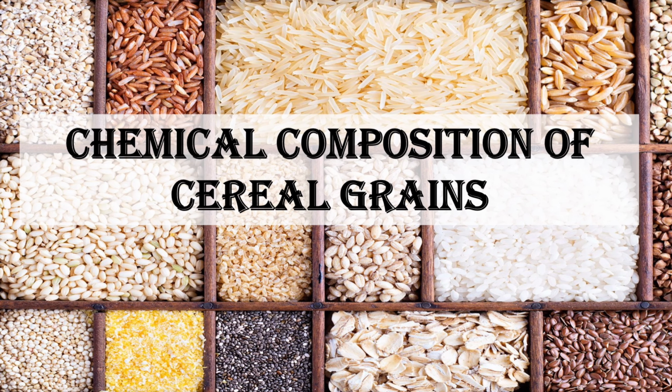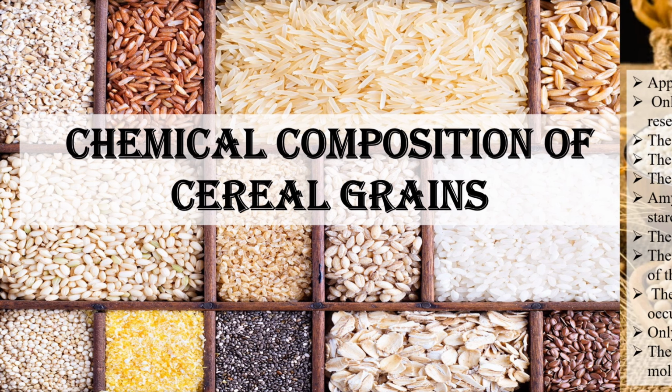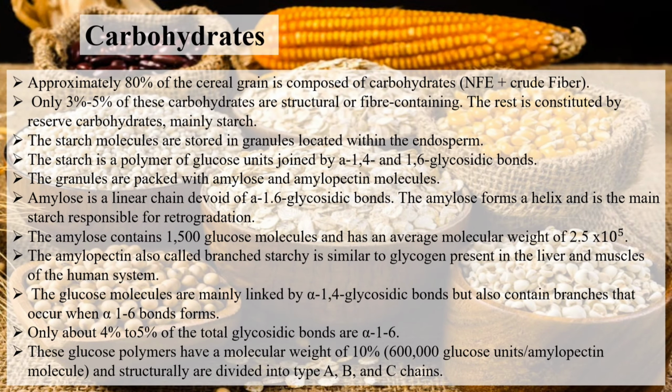Today's topic is the chemical composition of cereal grains. So, let's start. The first component is carbohydrates. Approximately 80% of the cereal grain is composed of carbohydrates, NFE plus crude fiber. Only 3% to 5% of these carbohydrates are structural or fiber containing. The rest is constituted by reserve carbohydrates, mainly starch.